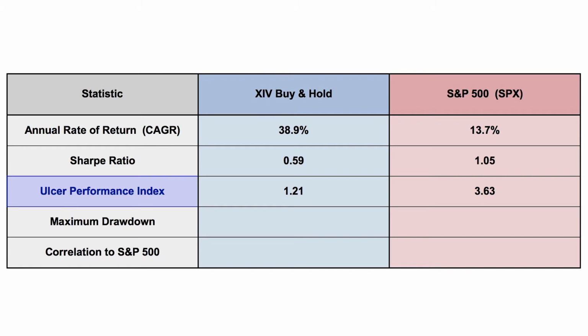The Ulcer Performance Index is my favorite metric, and if I had to choose just one number to get the best representation of what it's actually going to feel like in the real world of live trading, it would be this one. It takes into account the rate of return, as well as the magnitude and duration of losing periods. We're always going to want to see a high Ulcer Performance Index, but in this case, the Ulcer for the XIV is 3 times smaller than the S&P 500.